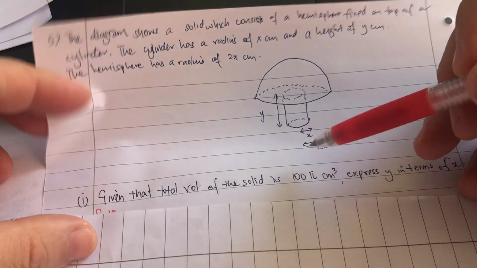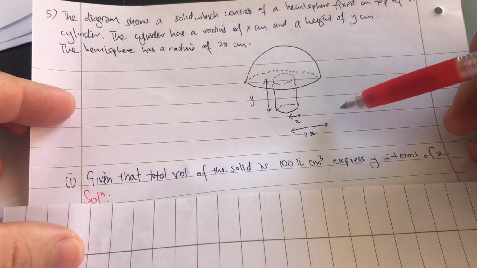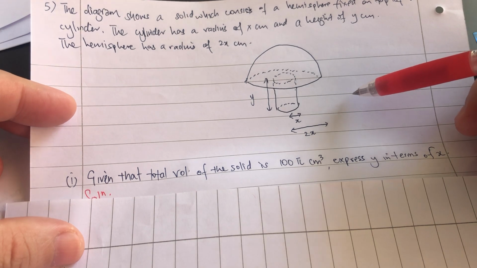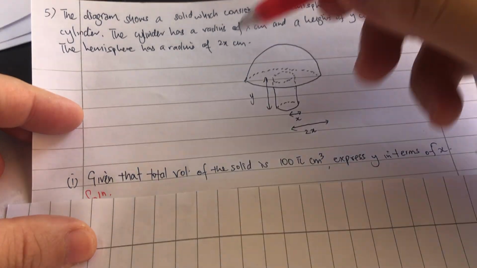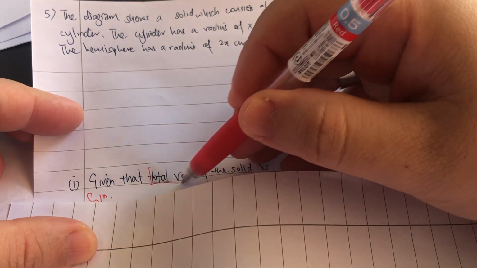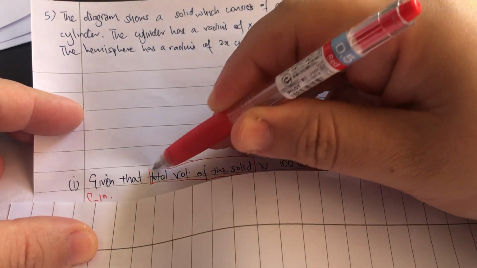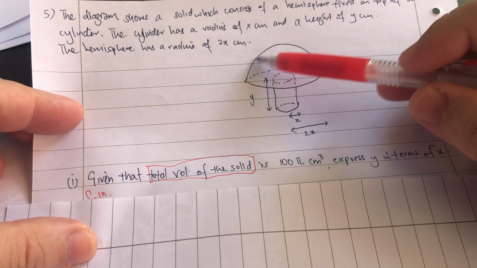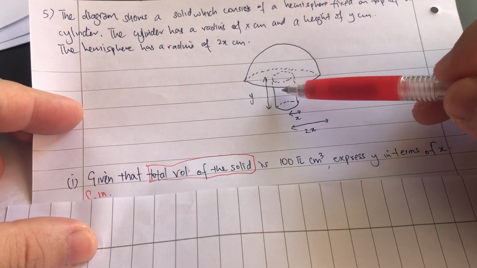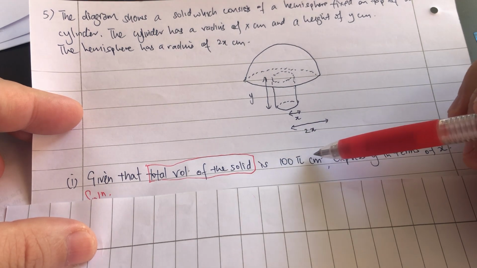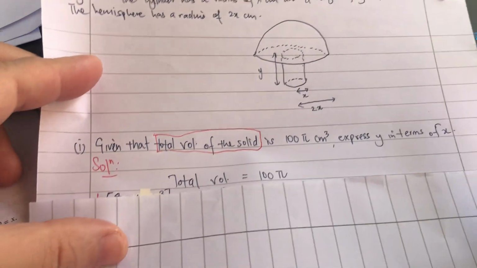Given that the total volume is this one, express y in terms of x. Now, this kind of question is very simple. You see what quantity they give you: the total volume of the whole solid. Then you just go ahead and find the total volume of this hemisphere plus the total volume of this cylinder, and then you equate it to 100 pi. So this is what I do.